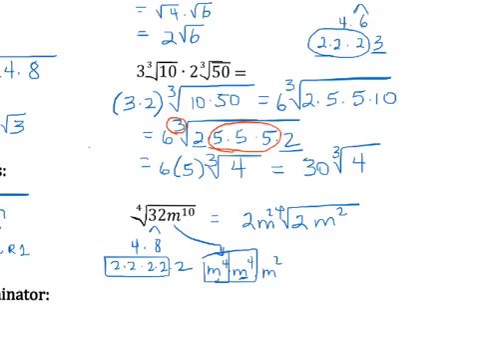Again, you can look at it like the exponent 10 divided by 4 goes in twice, and it has a remainder of 2. So this is your exponent on your variable, and this is the exponent of what's left inside. And that's how you deal with the fourth roots with variables.